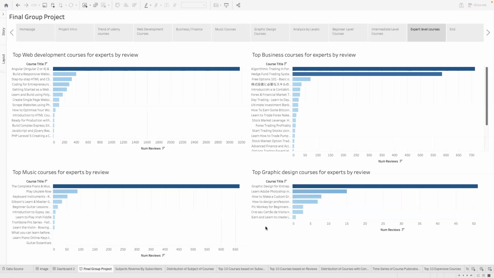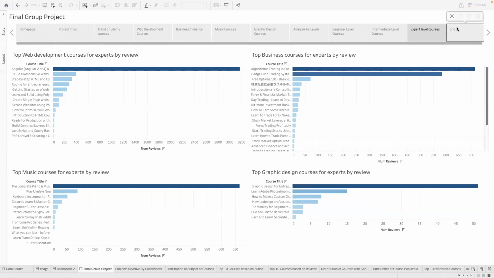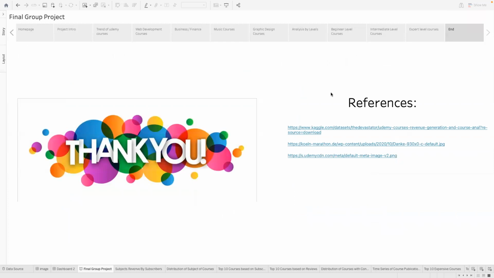So yeah, we are done with our group project. Here is our references link, where we downloaded our data from Kaggle. We used some content from this website, and the logo we used is from the Udemy official website.